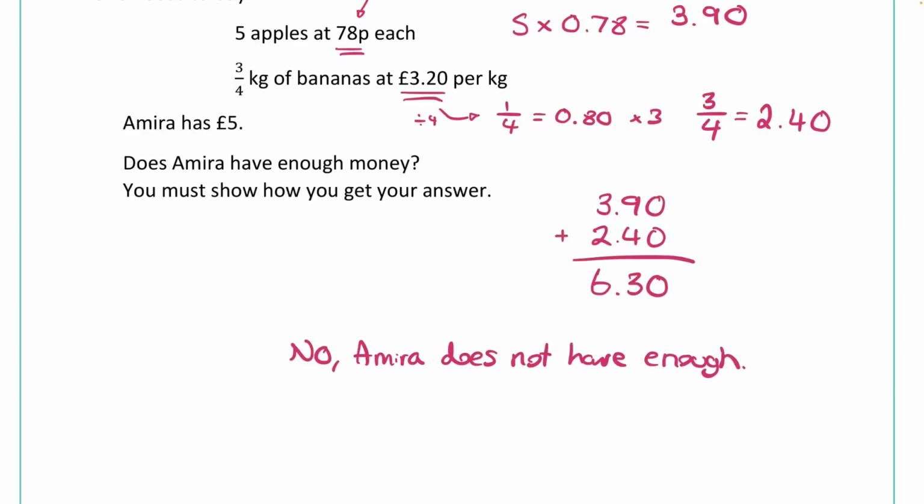Now, I don't need to say the exact amount of why she doesn't have enough. Yes, we can see here she's £1.30 over, so clearly she doesn't have enough. But I don't have to make that statement there. If you do make a statement like that, just double check that your numbers are correct. Because if I was to say no, she's £1.20 over, well, that's wrong. So I just need to be very, very careful. I don't need to make that statement. It just says, does she have enough money? No, she does not have enough. And I've got the working out there to back it up.